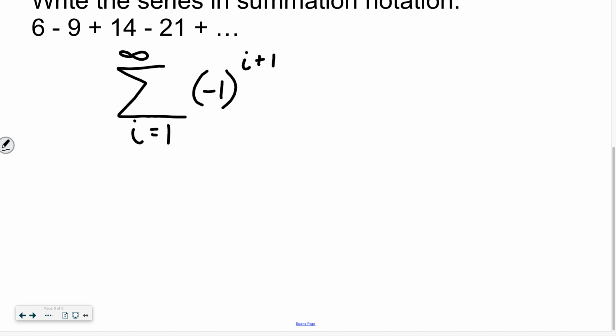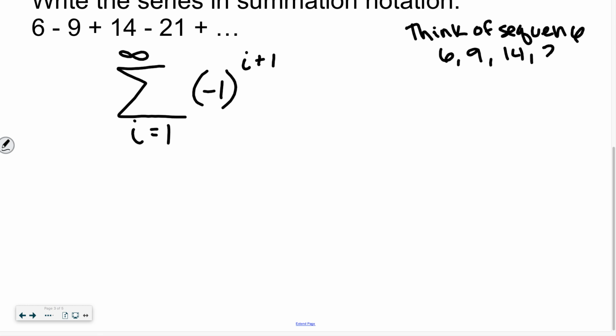Now we can just concentrate, and I'm going to think like a sequence. Now that we've fixed the sign issue, I can now just think about these numbers, right? I got the alternating sign. Has anybody figured out a pattern? Goes up by odd numbers. Plus 3, plus 5, plus 7.